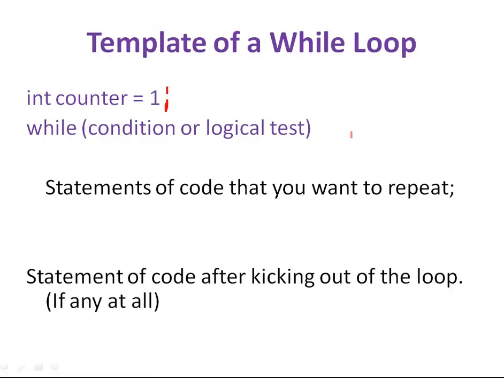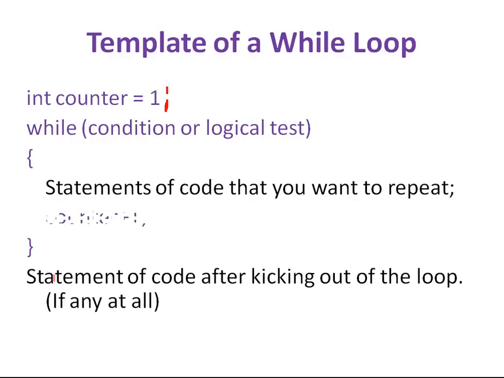So the next thing that's going to happen, and this has to take place before the first statement of code that you want to repeat, is the beginning brace after the while. Then you're going to have an ending brace. You put that after the last statement of code that you want to repeat, or in other words, before the first statement of code that's going to take place after you've finished with the loop.